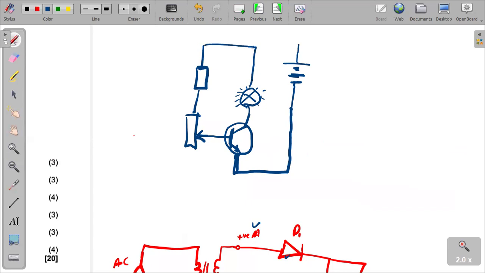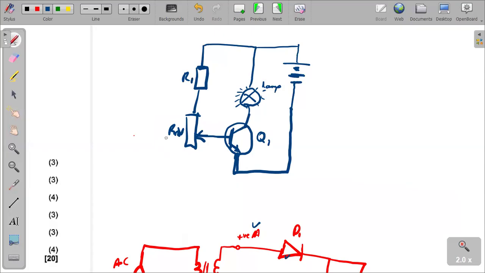Okay, there we go. So let's label it. This is a lamp. We indicate it as a lamp. This is our transistor. We indicate it as Q1. This is RV. Then this is R1. That's our circuit there, right?